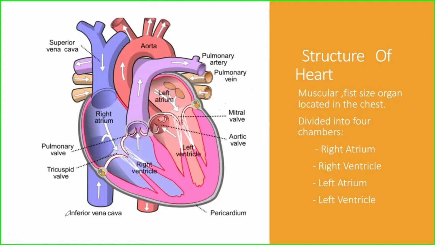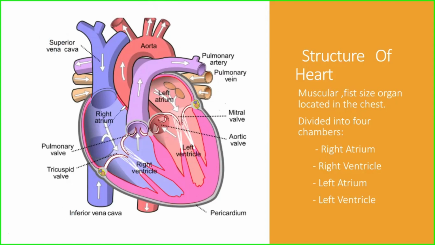Two blood vessels, the inferior vena cava and superior vena cava, collect deoxygenated blood from the body and transport it into the right atrium. The blood vessel that transports deoxygenated blood from the lower body part is called the inferior vena cava, and the blood vessel that collects deoxygenated blood from the upper body part is called the superior vena cava.